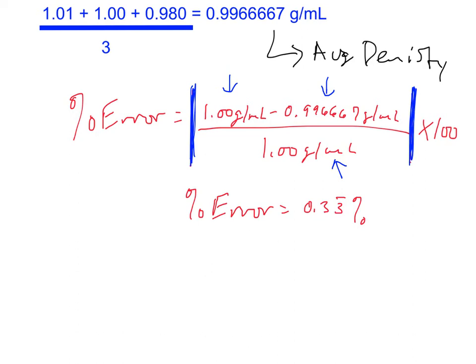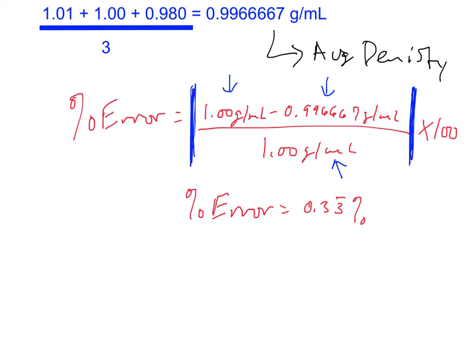So when we crunch the numbers, we get 0.33 repeating percent error. So that's a really good result there. That means we were not that wrong, or at least Mike was pretty good in his experiment. Doesn't seem to be much wrong with his equipment, and he must have been very dutiful during the experiment itself.